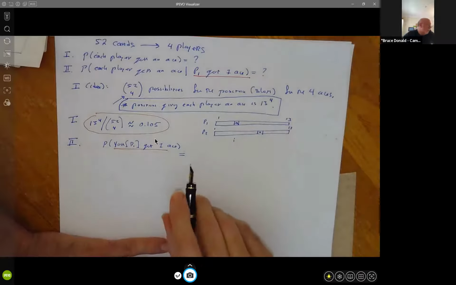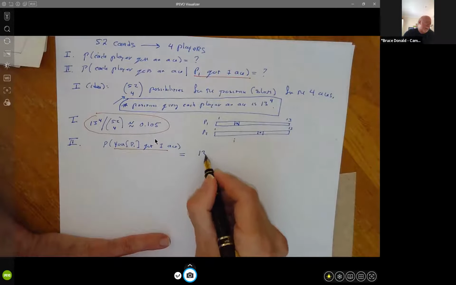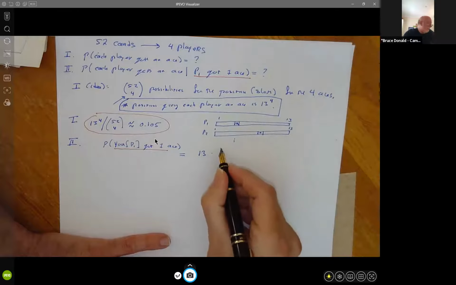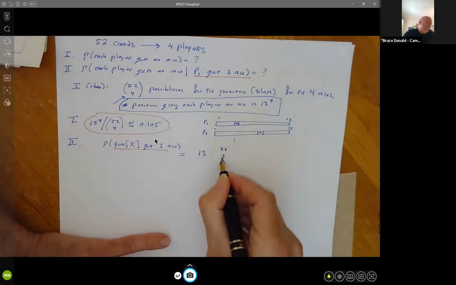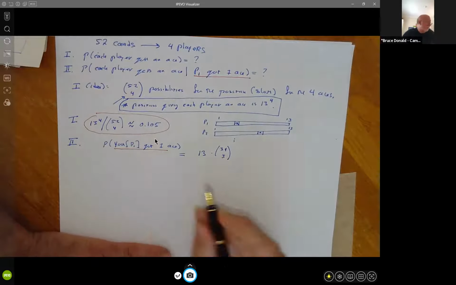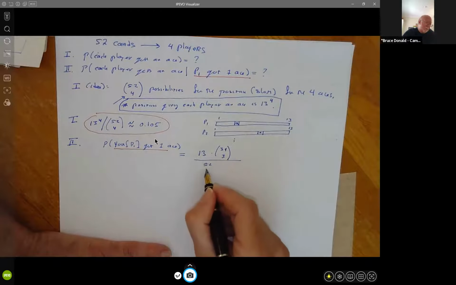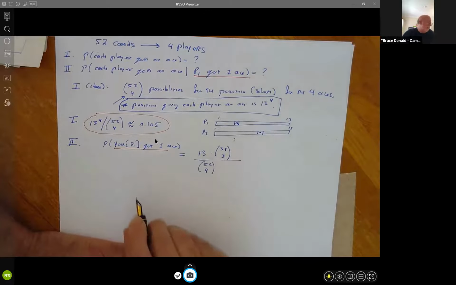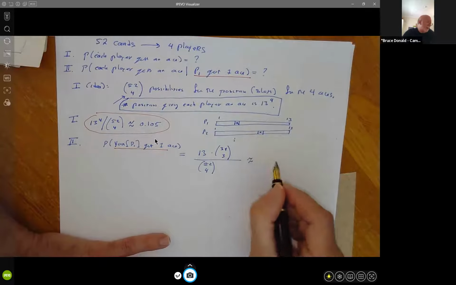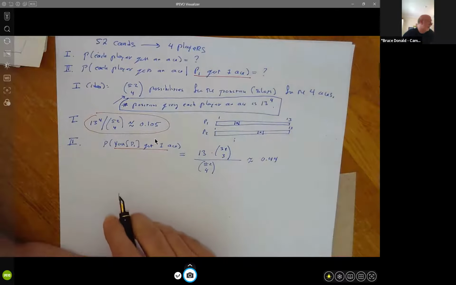So what's the probability that you get a single ace? That's something like 13, because it's going to go in your hand somewhere, times 39 choose 3. Why 39? Because 39 is 52 minus 13. That's where all the other cards go, divided by the orderings, 52 choose 4. So this quantity is the probability that you get a single ace. It actually works out to be pretty high, about 0.44. So you almost have even probability of getting a single ace.